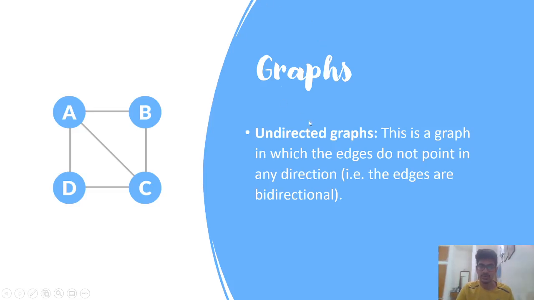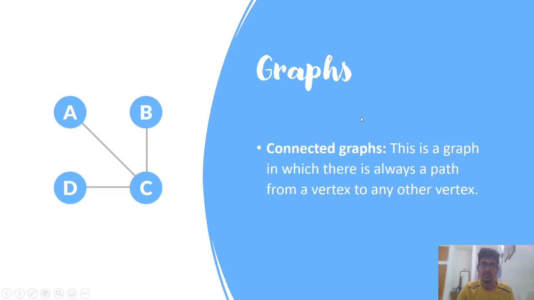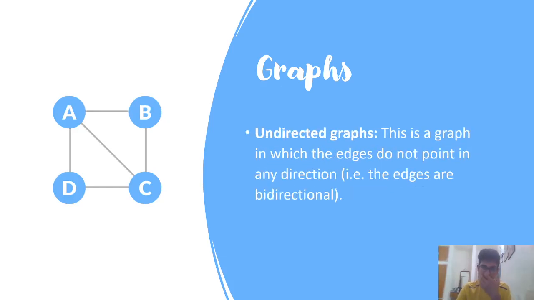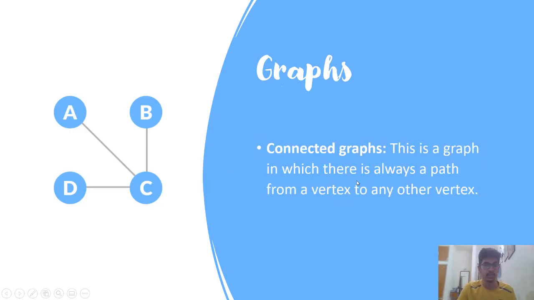So there are two types of graphs, namely the undirected graphs and the connected graphs. An undirected graph is a graph in which the edges do not point in any direction. That is, the edges are bidirectional. Here A, B, C and D are the vertices, and AB, BC, CD, DA are the edges. Here AC is also an edge since these two vertices are connected. And a connected graph is a graph in which there is always a path from a vertex to any other vertex.